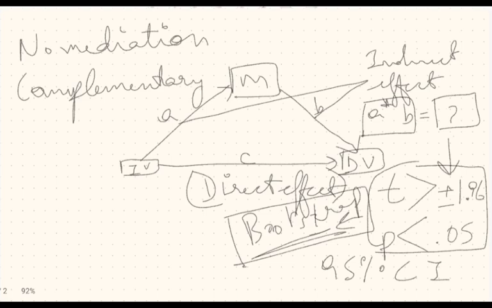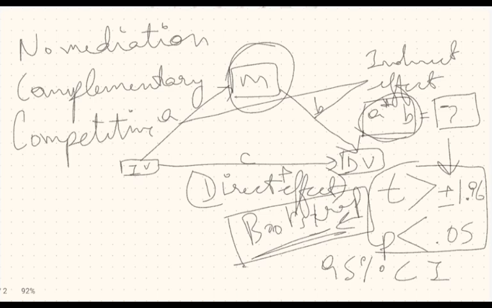In case one of the effects, either direct or indirect, moves in the opposite direction, say this A multiplied by B gives you something which is negative, that means it moves in the opposite direction. It negatively affects the dependent variable when it comes into the model as a mediator. But the direct effect shows a positive effect. One of them is negative, one of them is positive. We call it competitive mediation.